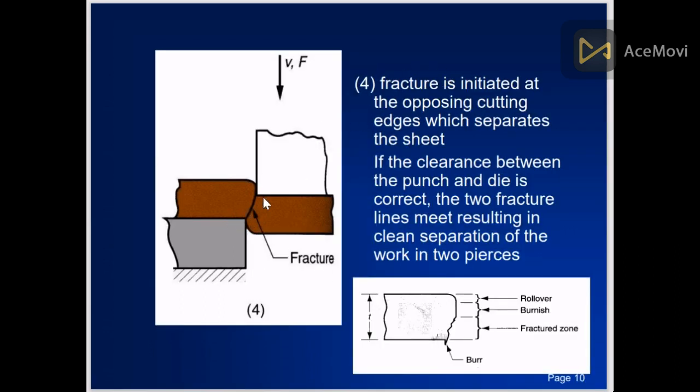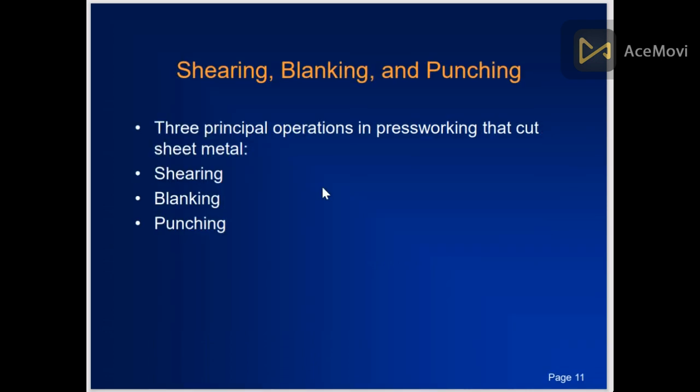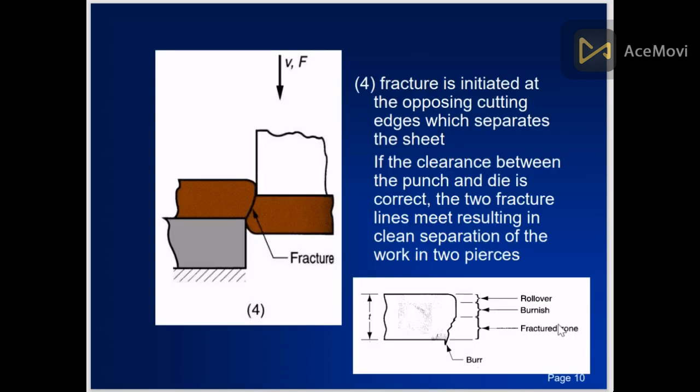Now this is the main thing. When the fracture is initiated and propagates for the purpose of separation, this is actually the fourth step, and then it is completely separated in the next part. That's the rollover, burnish and fractured zone.